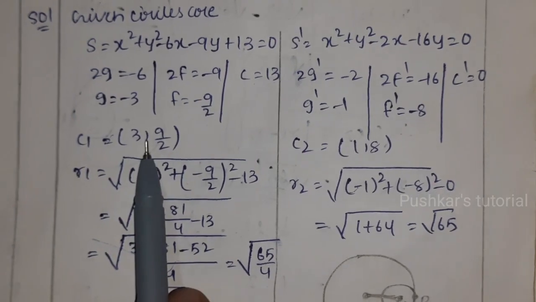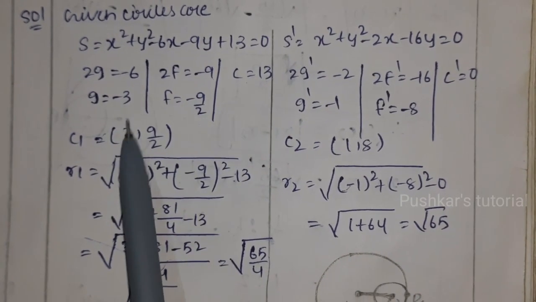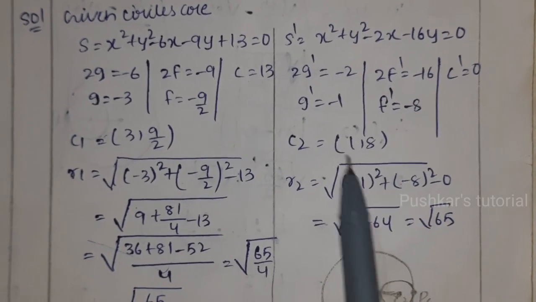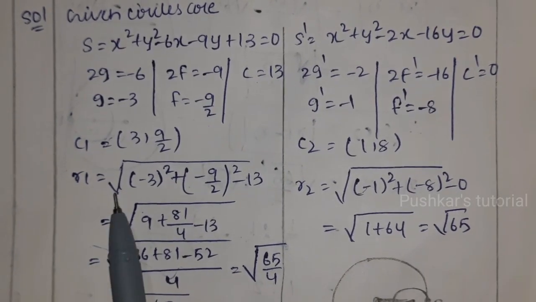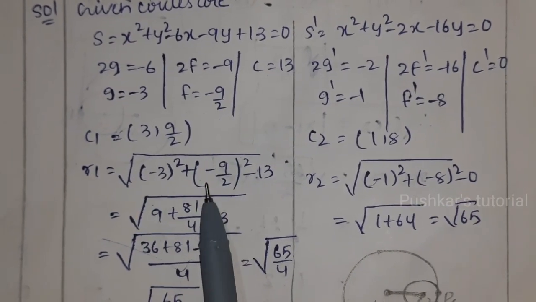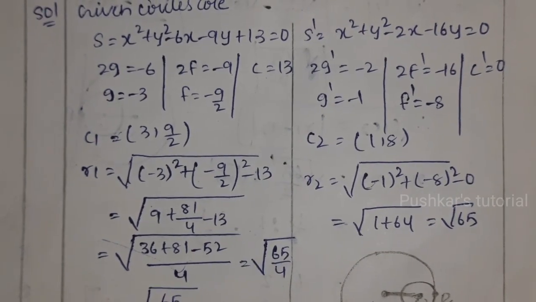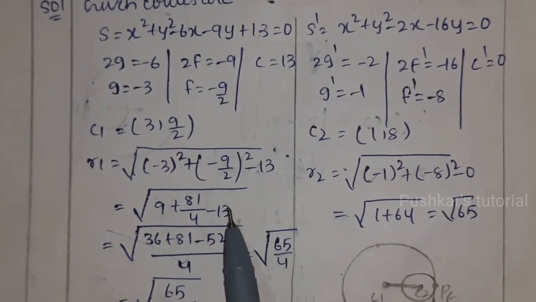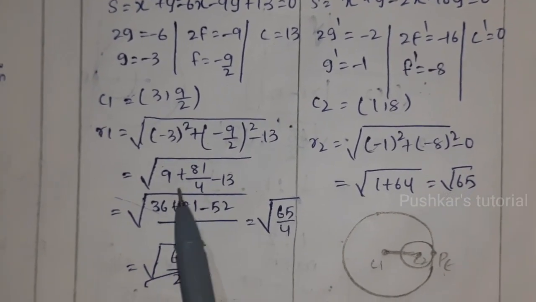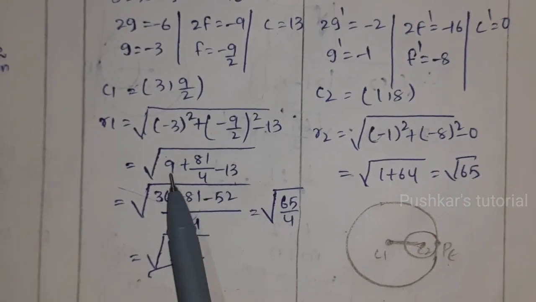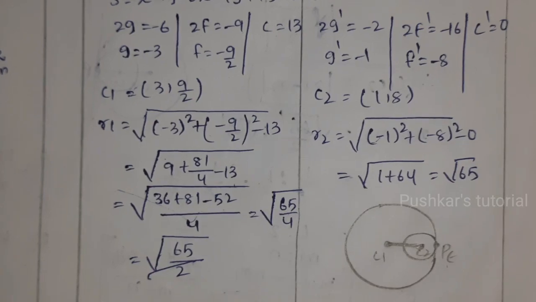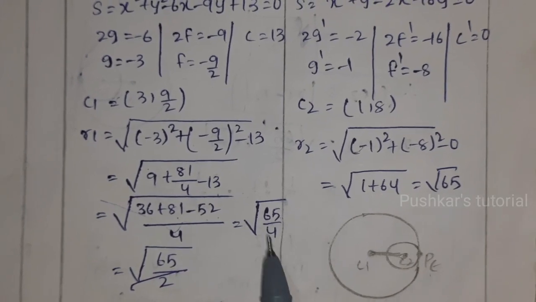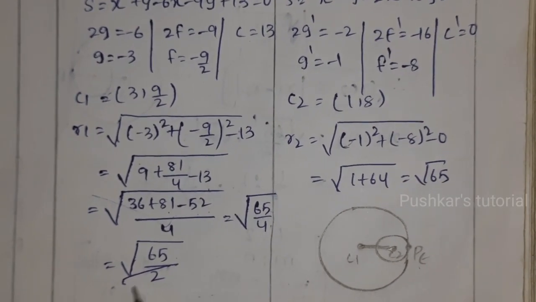Keep aside. Center C1 is given by the formula (-g, -f): same number, opposite sign. Same for center C2. Next, radius R1 is the square root of g square plus f square minus c. So 9 square is 81 over 4, 2 square answer 4, minus 13. So the LCM is 4. 4 nines are 36, 13 fours are 52. Addition, then subtraction, root 65 by 4. Root 65 answer we don't know. Root 4 answer is 2.